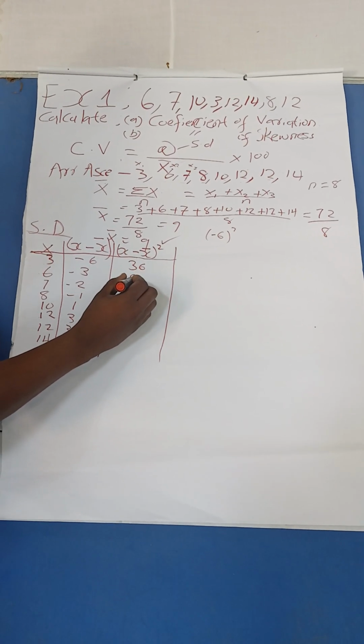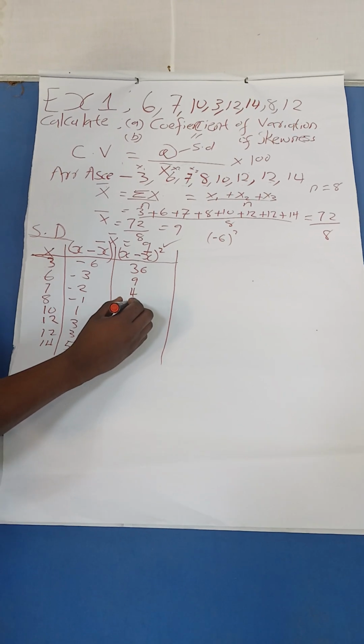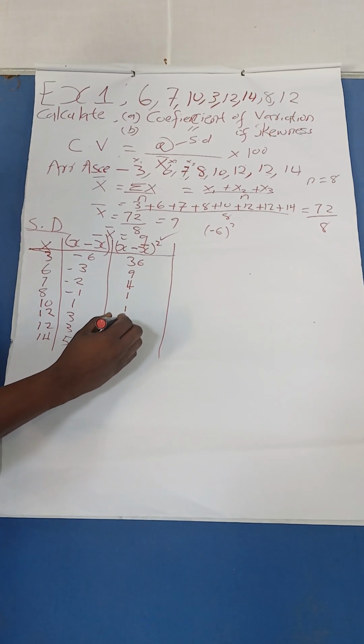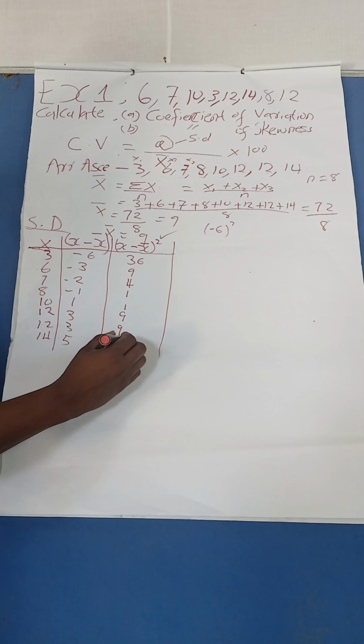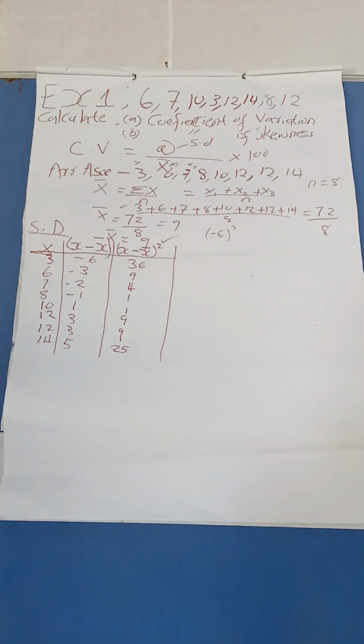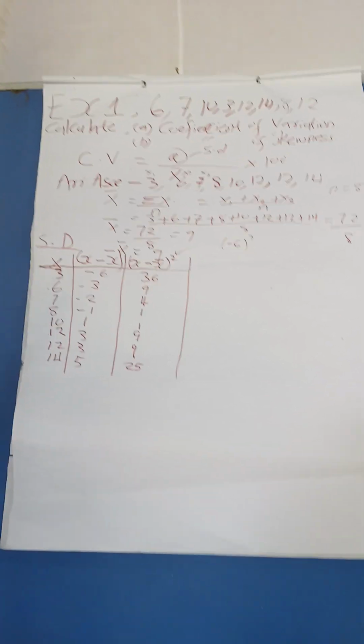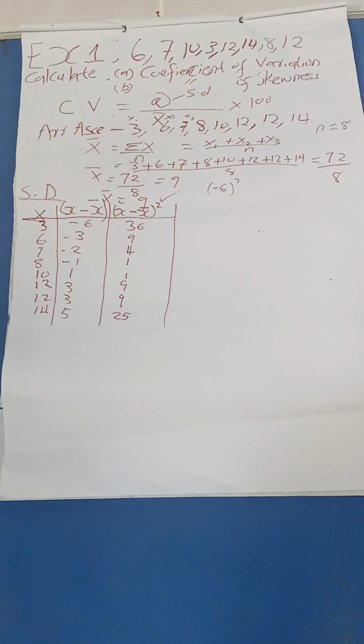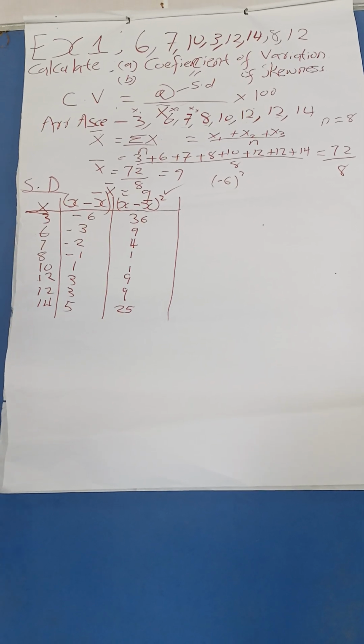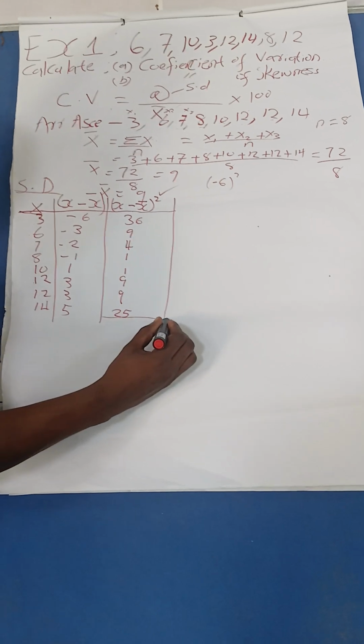Here it will be 9. Here it will be 4. Here it will be 1. Here 1, here 9, here 9, and then here I will have 25. Good. So, what next now? Let us get the summation of x minus mean squared.